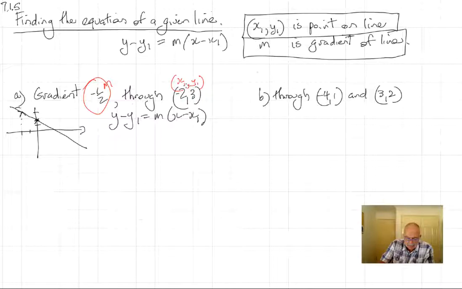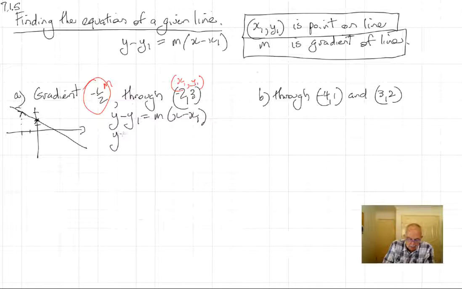Okay, notice that it's a subscript. It's not x1 with the 1 on the same line as the x. The 1 is just down a little bit below. So x1 is -2, y1 is 3. And now it's a matter of just substituting in. We don't substitute for x and y because they'll be in my final equation of y equals mx plus c.